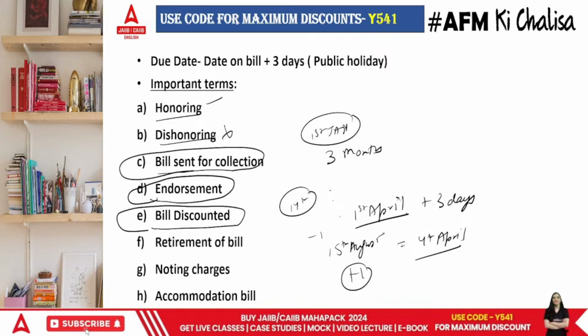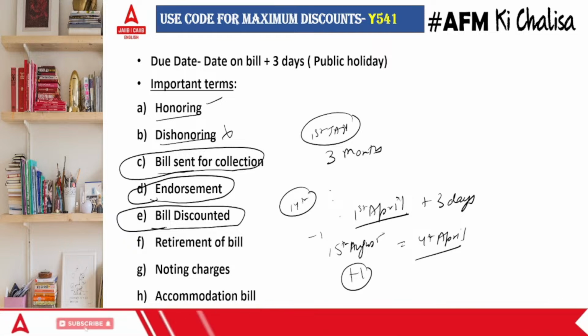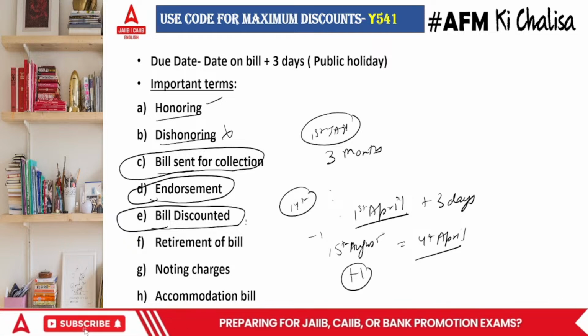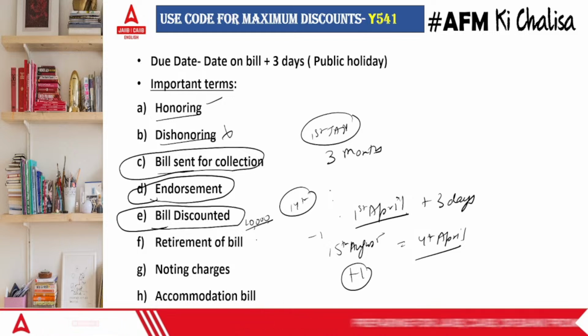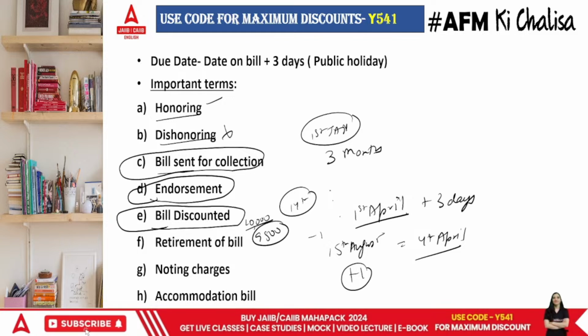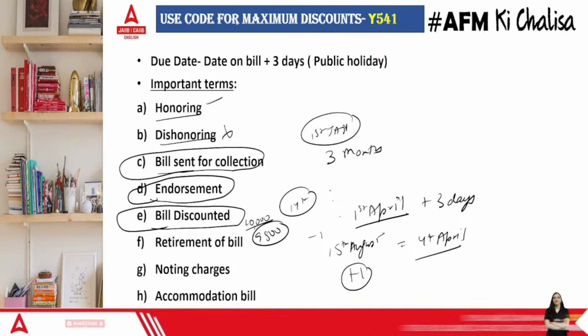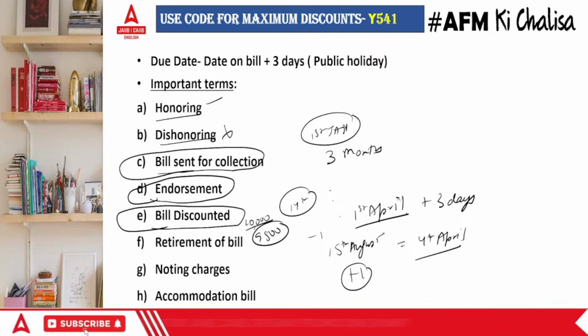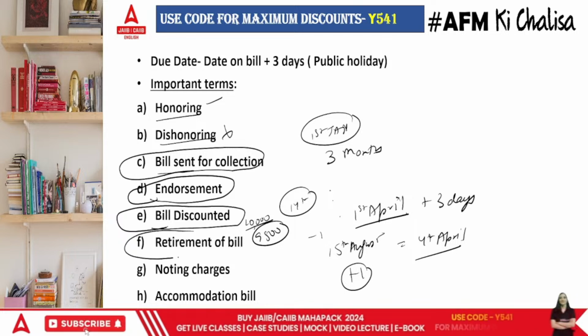Then we have bill discounted. I can actually sell the bill to the bank, but the bank will never give me the entire amount. They'll be like, if the bill is for 10,000, give it to me, I'll be giving you 9,500. 500 is my money that I will earn from this transaction. Then, if you make the payment before time for a bill, it's called retirement.